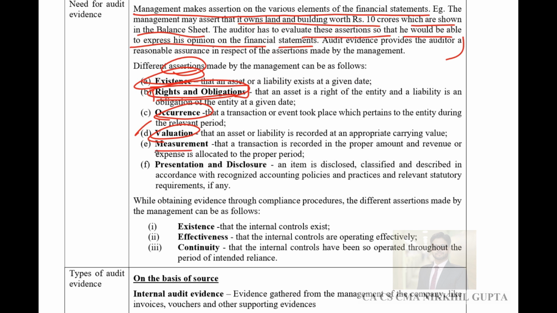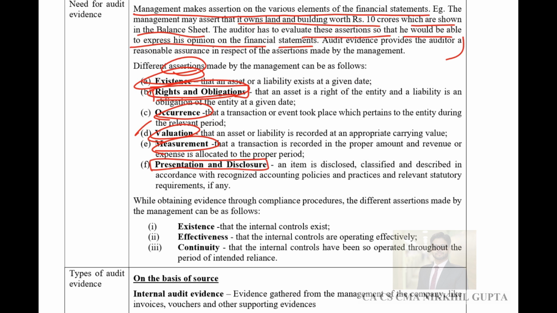Then measurement, what amount has been recorded in the books of accounts of every transaction, like revenue, like expenses. This is again an assertion which is made by the management. Management would always say my amount of expenses, my amount of revenue is perfect. But you as an auditor have to really cull out documents. You have to find out documents which prove that the claim of the management is correct.